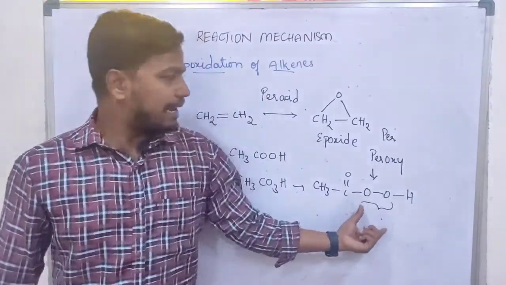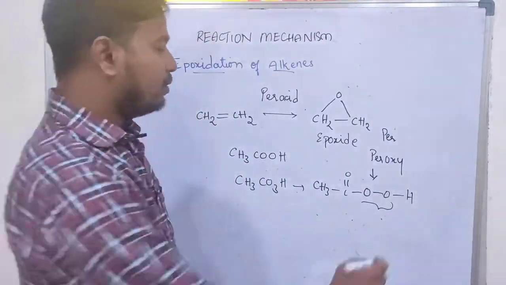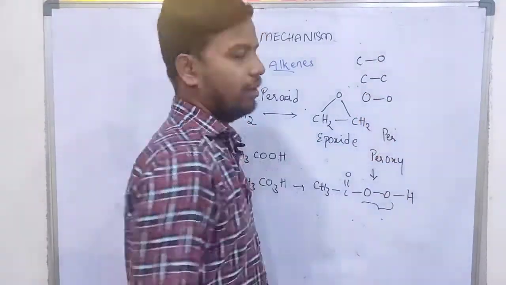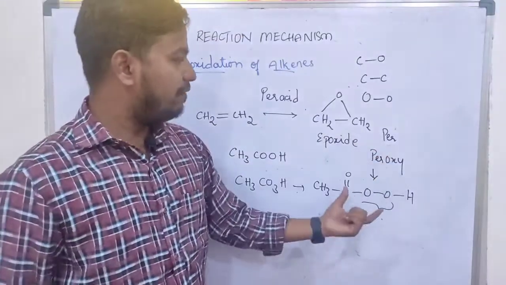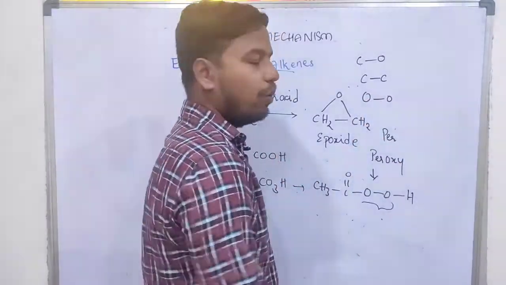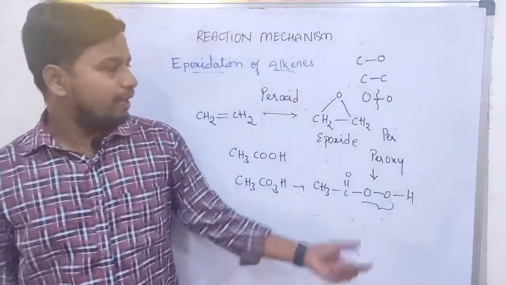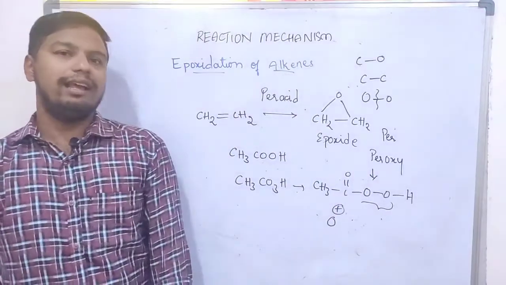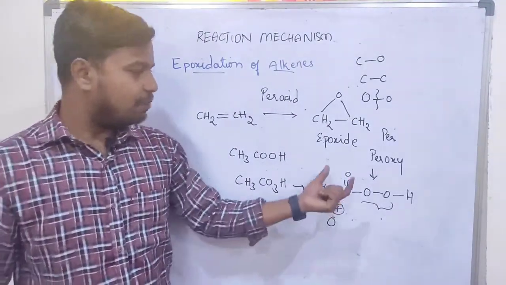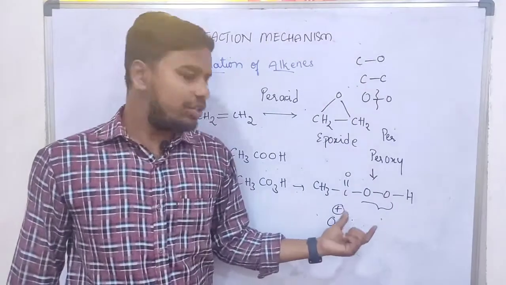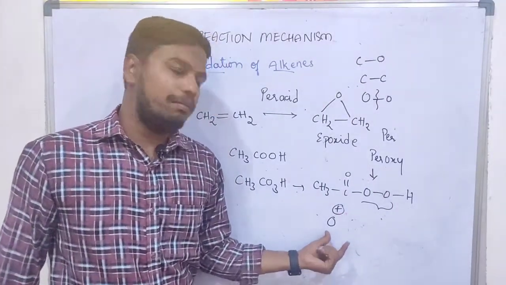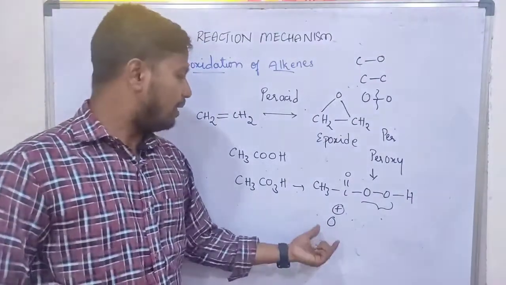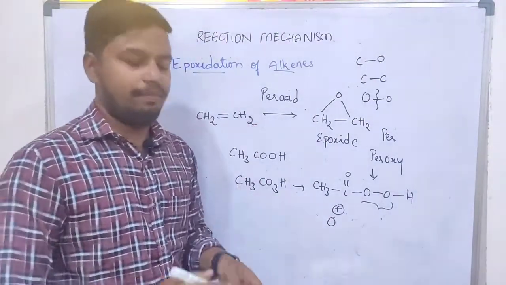This peracid linkage is very weak compared to the carbon-oxygen bond and the carbon-carbon bond. The oxygen-oxygen bond here is very weak. So this O bond O is weak enough to break, and we can easily break it, liberating an electrophilic oxygen atom. So this peracid has one duty, which is to liberate the electrophilic oxygen, right? Now we will understand the mechanism of how it adds to this particular alkene.